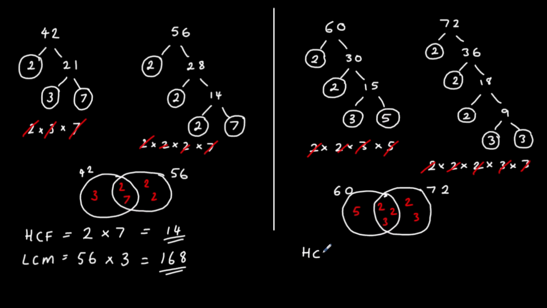The highest common factor are the numbers in the middle multiplied together. So 2 times 2 times 3. 2 times 2 is 4. 4 times 3 is 12. And the lowest common multiple, so I've got my 72 circle. So 2 times 2 times 2 times 3 makes 72. Multiplied by 5. So 72 multiplied by 10 is 720. Half of that, 360.